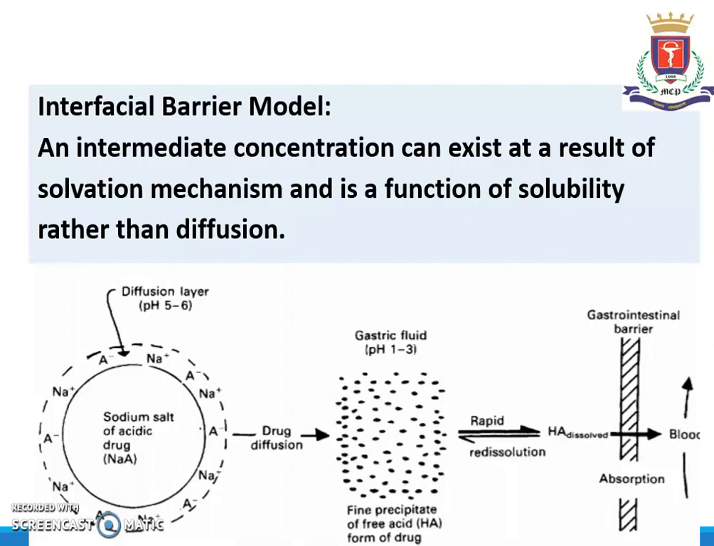An intermediate concentration can exist as a result of the solvation mechanism, and it is a function of solubility rather than the diffusion. The drug will come into the diffusion layer, and from that diffusion layer it will get diffused into the bulk fluid, that is the gastric fluid, where the pH is different. Therefore the drug molecules may get precipitated and then rapidly get redissolved and become available in a molecular solution form for the transport. So this is the interfacial barrier model.